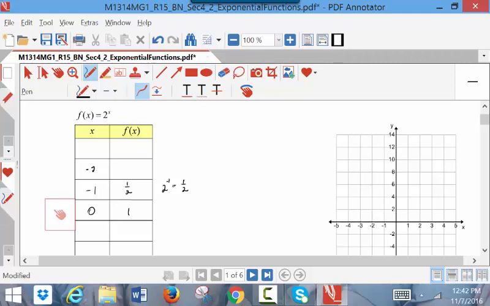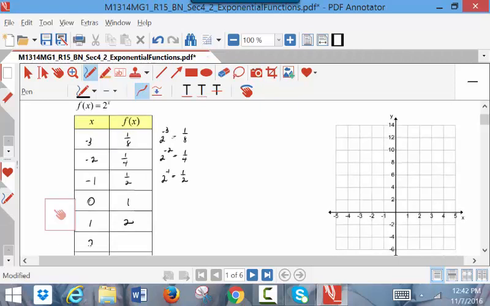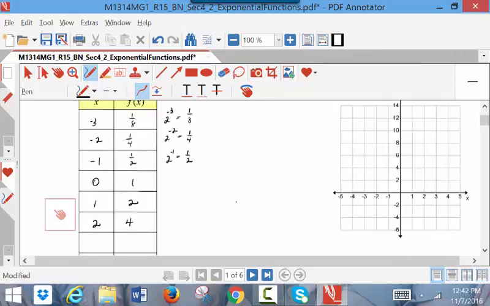If I put a negative 2 in here, this would be 2 to the power of negative 2, which is 1 over 2 squared, which is 1/4. If I put a negative 3, this would be 2 to the negative 3, which is 1 over 2 cubed, which is 1/8. Okay, so there's your negative exponents coming into play. Now let's go with positive numbers. If I choose x to be 1, 2 to the first power, which is 2. If I choose x to be 2, 2 to the power of 2 is 4. And if I choose x to be 3, 2 cubed is 8.